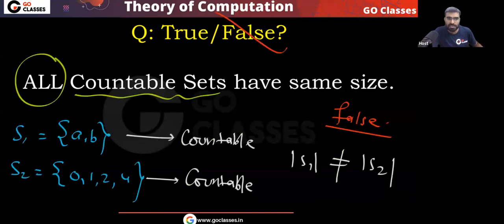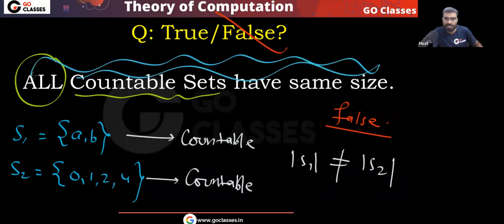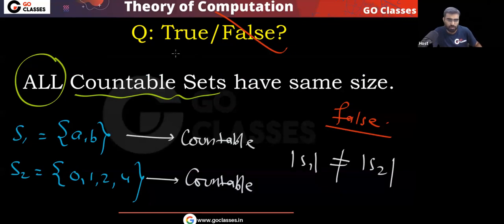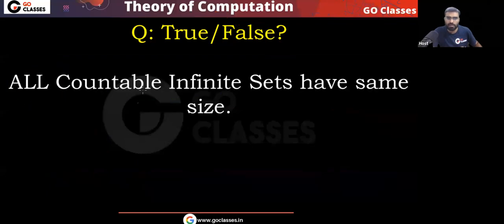Some students were saying yes, some said true. What was going on in your mind when you said true, that all countable sets have the same size? In your mind, countable infinite was going on. Yes or no?